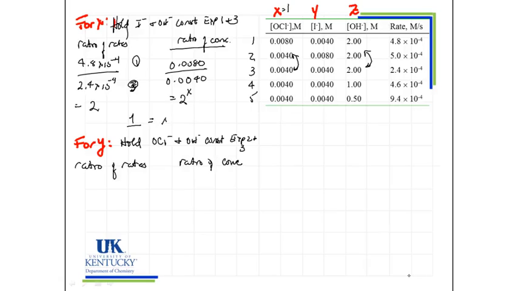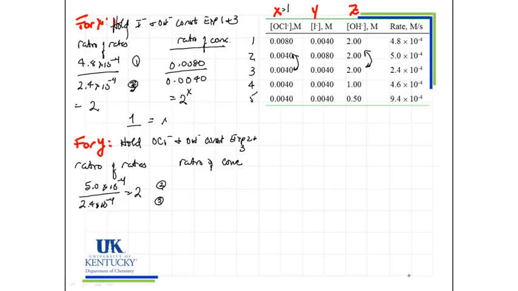I'm going to do 5 times 10 to the minus 4 over 2.4 times 10 to the minus 4, and I'll get essentially a 2. It's not exactly a 2, but it's experimental data. It's close to a 2. It's close to a doubling of the rate. And then I'm going to do a ratio of the concentrations. Now, I did experiment 2 over experiment 3. Make sure I do that same order here.